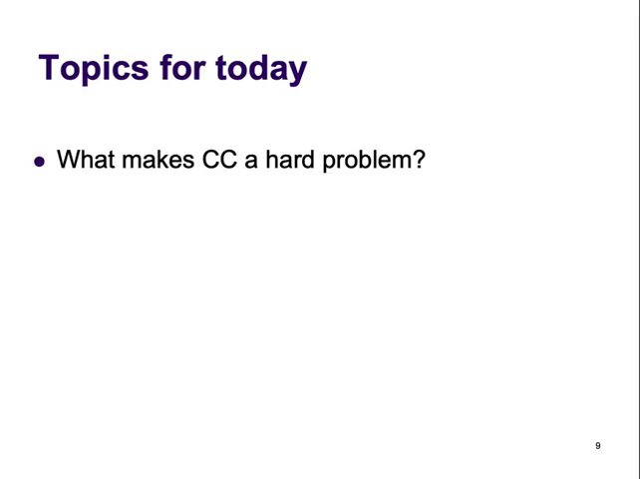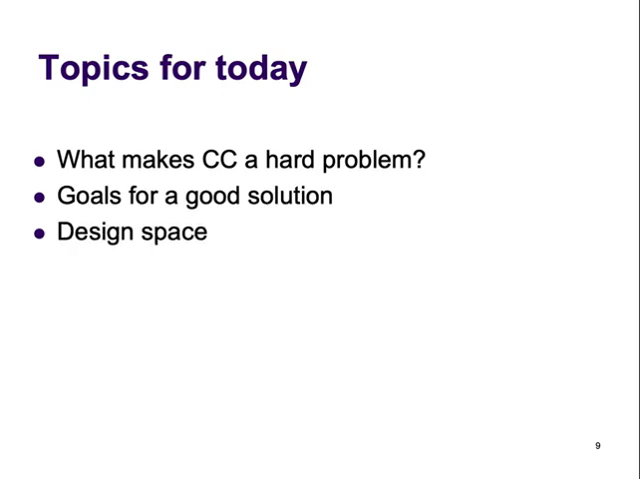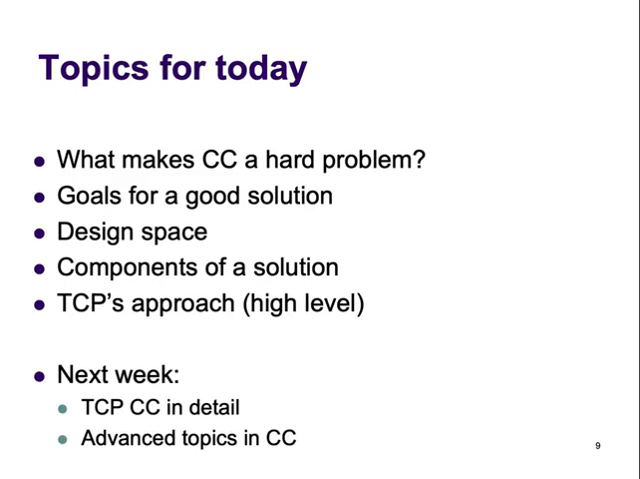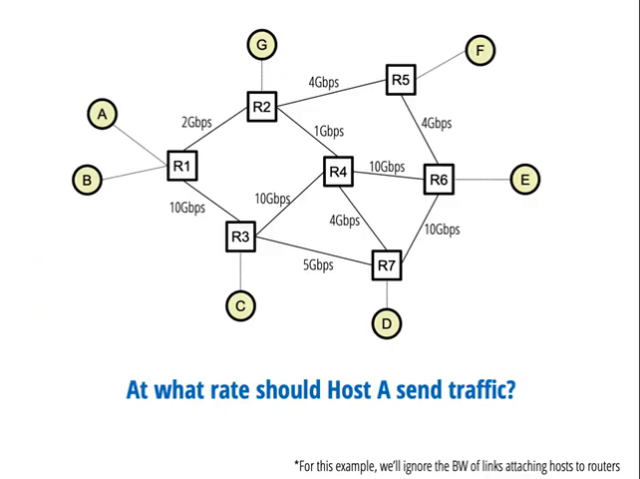Okay. So the topics we're going to cover: what makes congestion control a hard problem, the goals for a good solution, the design space of possible congestion control solutions, and then the components that go into a TCP solution. And finally, TCP's approach at a high level, which we'll then dig into in detail next lecture. So with that, I wanted to start by having you build some intuition for what's going on when we do congestion control and why this is a little bit hard.